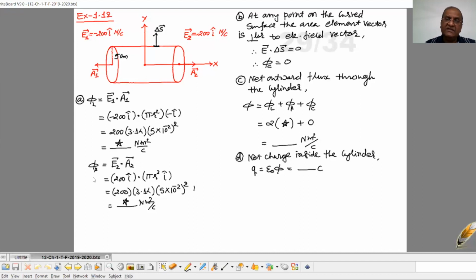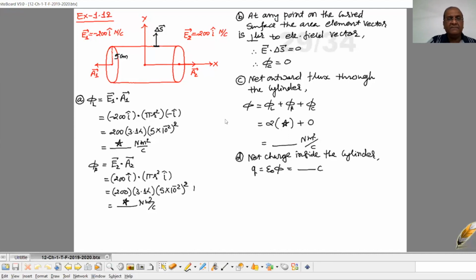Then flux passing through the right side flat face. So E2 dot A2. Now E2 is 200 i caret, and A2 is in positive x direction, so pi r square i caret. Then 200, 3.14, radius 5 into 10 raised to minus 2 whole square, i caret dot i caret, that is 1. Solve this one, you will get the answer.